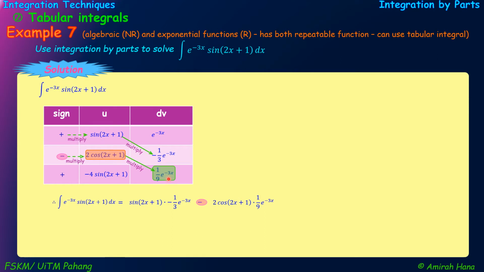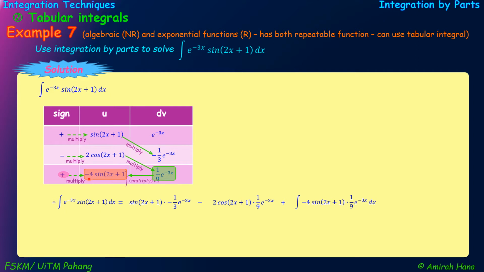Okay, so we have a negative sign, 2 cos 2x plus 1, times 1 over 9 e to the power of negative 3x. Okay, and after that, we have a plus sign here. Okay, for the last row, we need to multiply horizontally. Right, and we need to put the integration sign and dx. Right, and we multiply this function in a row, okay, horizontally.